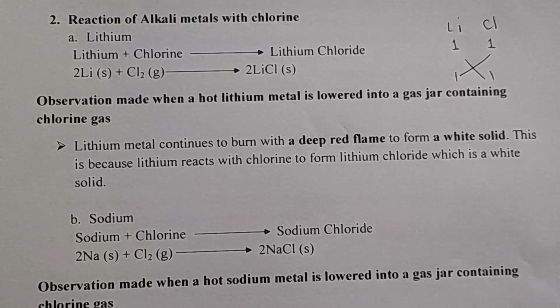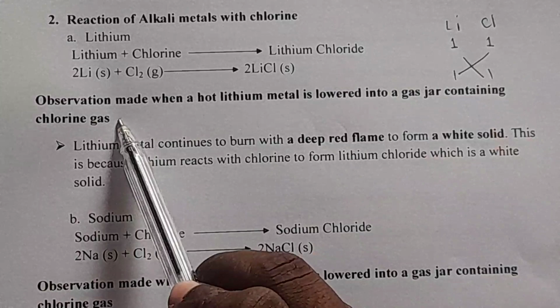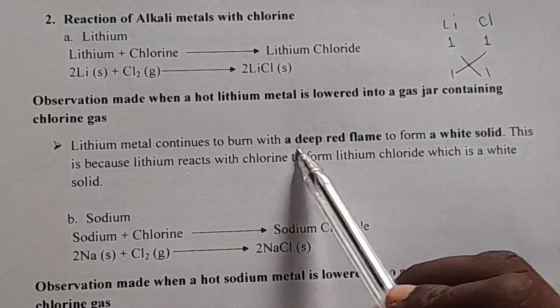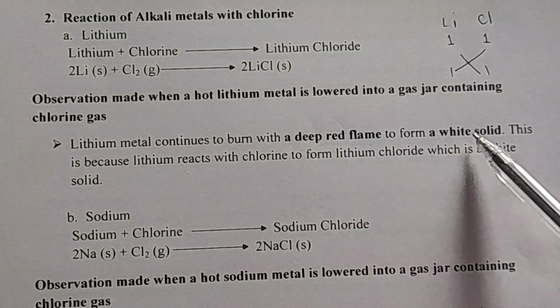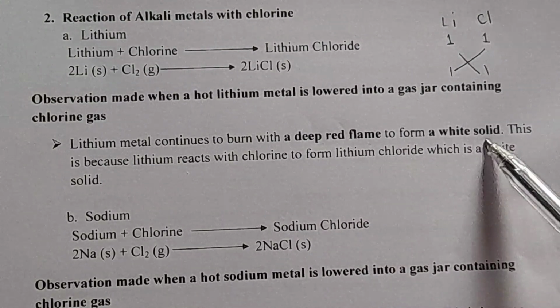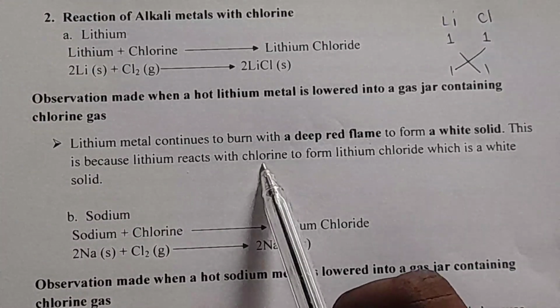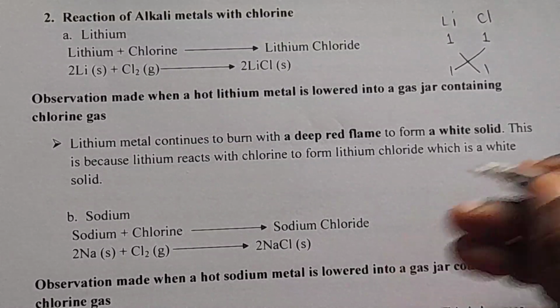Okay, the observations made when a hot lithium metal is lowered into a gas jar containing chlorine gas, we are seeing lithium metal continues to burn with a deep red flame to form a white solid. Reason? This is because lithium reacts with chlorine to form lithium chloride, which is a white solid, or you can say a white fume.